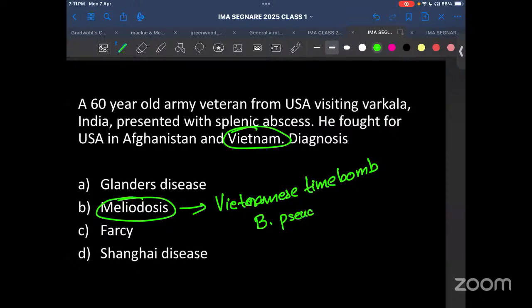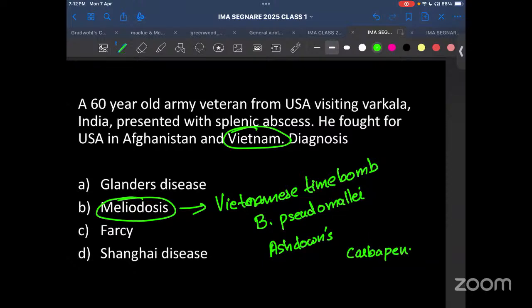The selective medium that we use for Burkholderia pseudomallei is Ashdown's medium, and it forms pink-colored, wrinkled or corrugated colonies in this medium. Now, for the treatment of Burkholderia pseudomallei, we can treat with a carbapenem.